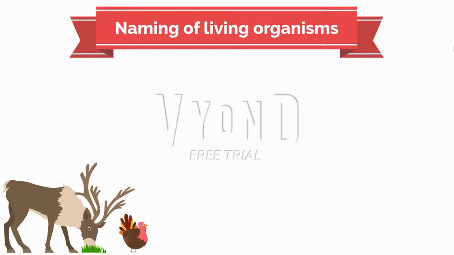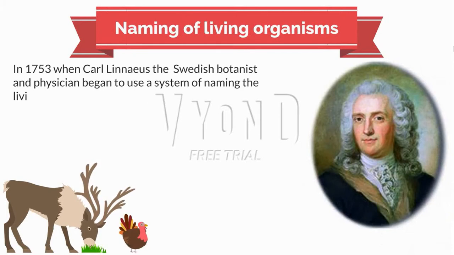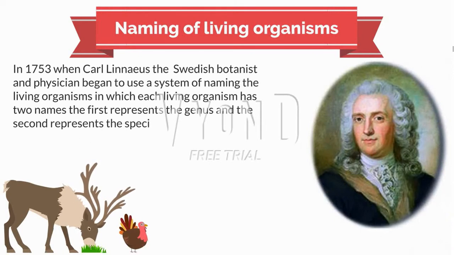And again, because of the huge number of species on Earth, and to unify the names of these different species, in 1753 Carl Linnaeus, the Swedish botanist and physician, invented a way to name living organisms, in which each living organism is given two names. The first represents its genus, and the second represents its species. This system is known as binomial nomenclature.